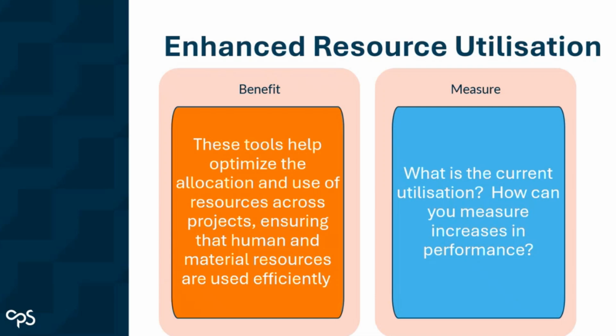How do we measure the change? So what's the current resource utilization? Do we know how much time people are working on chargeable work or on productive work? Or if we're working in an organization that's got an internal marketplace, how do we know how much time people are spending on project work versus BAU? Yeah. Have we got a baseline measurement of what those things are?